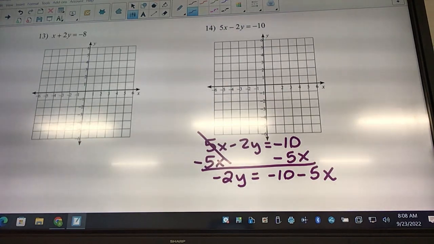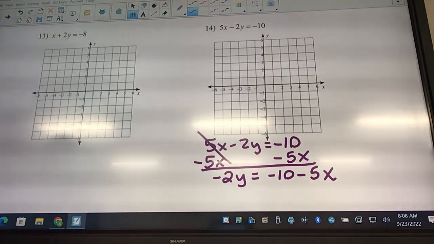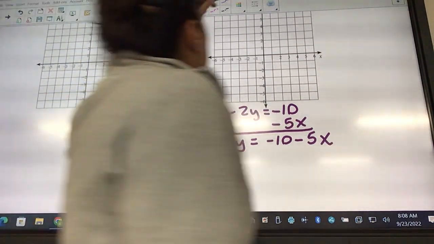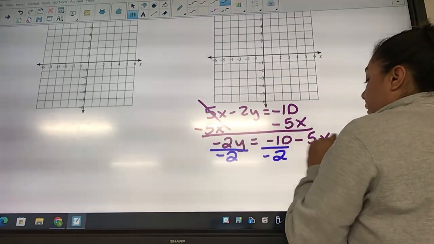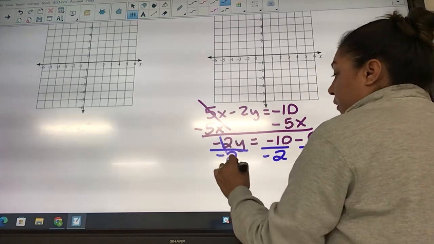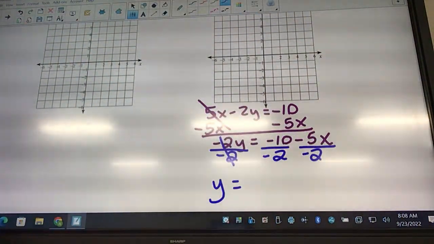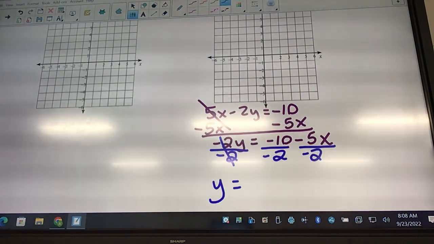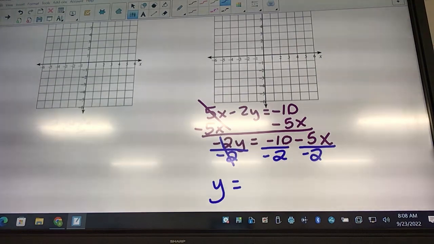Now, is there a number next to the y? Yes, so that means we need to divide everything, and here's a little tricky, we need to divide everything by negative 2. Okay, don't draw like a full bar, okay? Do it under each piece, because if you draw a full bar, it's gonna mess you up, okay?